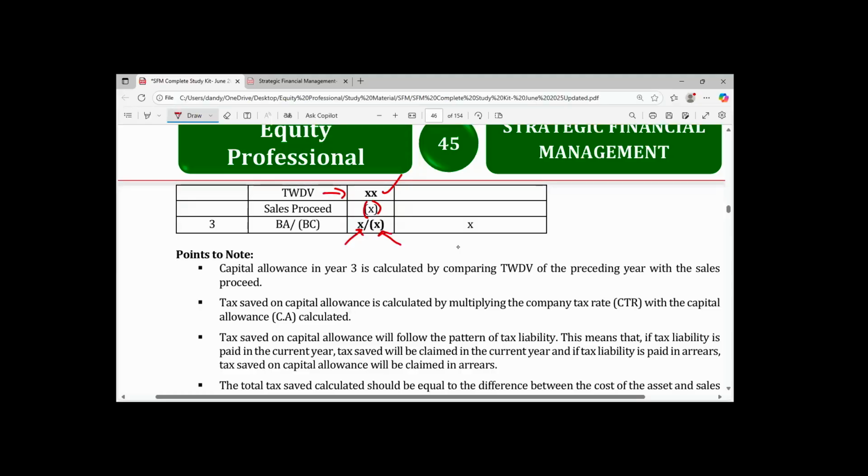So if the tax written down value is higher than the sales proceed, it is called balancing allowance. But if the tax written down value is less than the sales proceed, it is called balancing charge. All right? It is called balancing charge. Okay. So that is as per that.